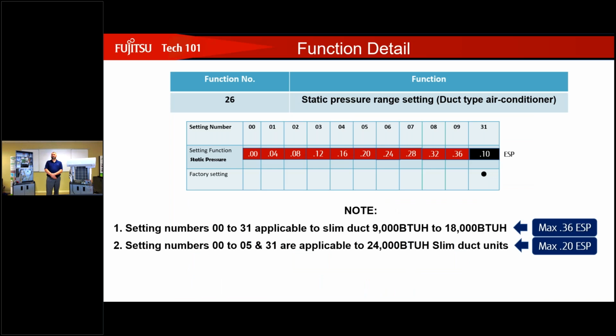Here's just another way to look at it. This is through a chart. You can see your setting numbers across the top, your function setting for static pressure right there in the middle. We can go up to 0.36 on the 9 and 18, and up to 20 on the 24,000. All right, so we do lose a little bit of static on the larger system there.